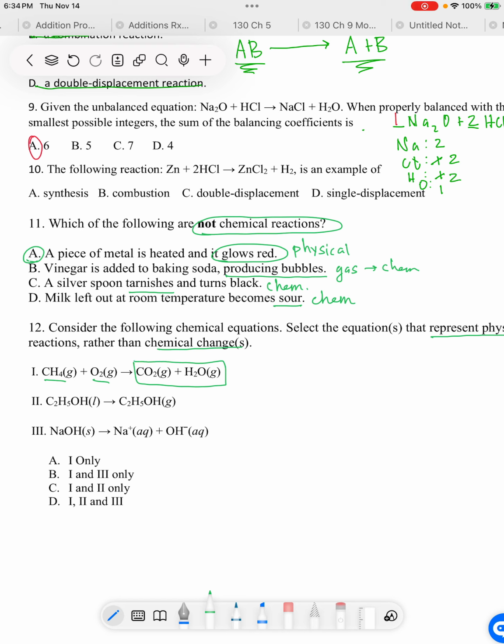So if you look here, we start out with a hydrocarbon and oxygen, and we create carbon dioxide and water. So this is a chemical reaction. And then for 2, we have the same chemical formula. The only thing that changes is the phase, and a phase change is a physical change.